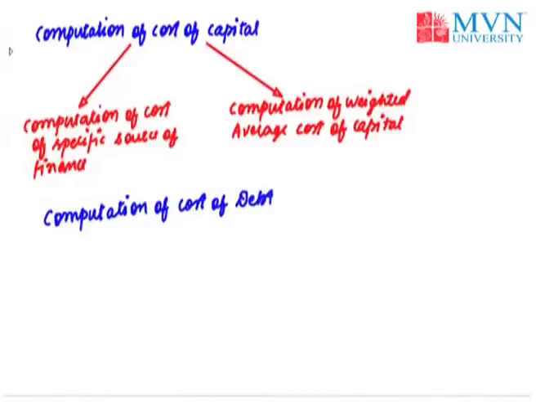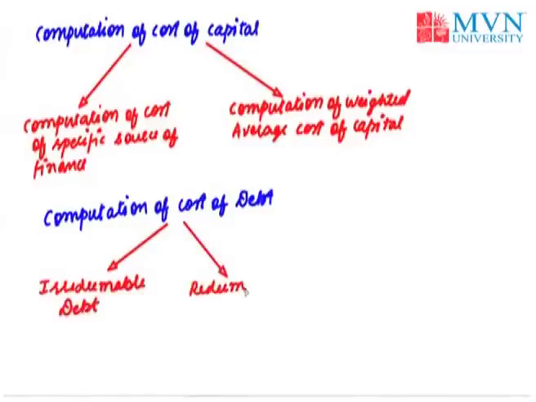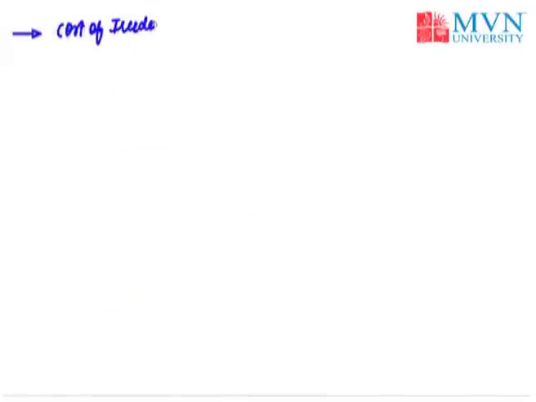A firm raises funds from two types of debt financing, that is irredeemable debt and redeemable debt. So we are going to compute the cost of capital of each of the debt, that is irredeemable debt and redeemable debt, individually. So let's calculate the cost of irredeemable debt. We can also call it the cost of perpetual debt. The cost of debt is the rate of interest payable on debt. So let us see how this cost of debt is calculated.